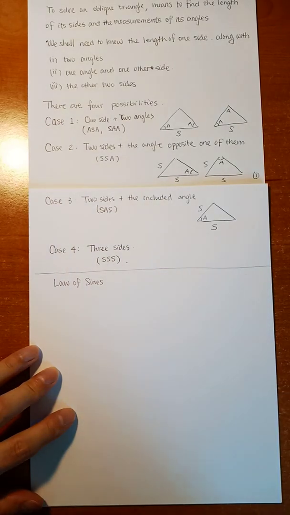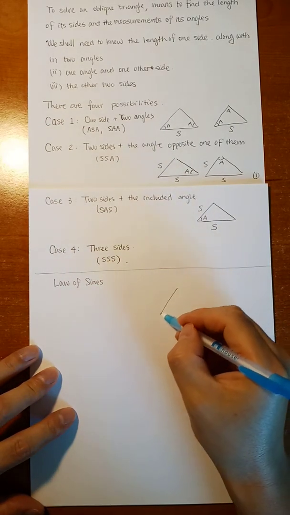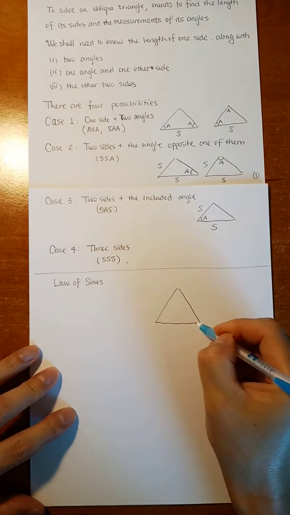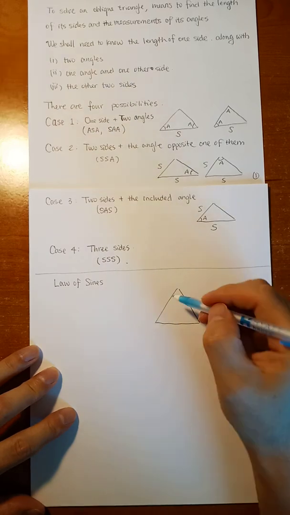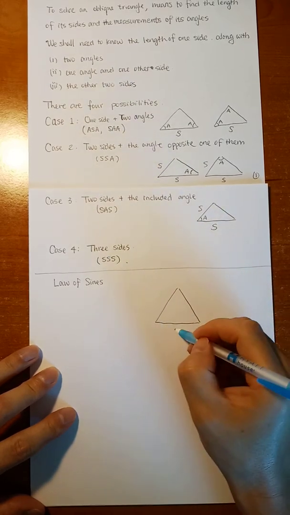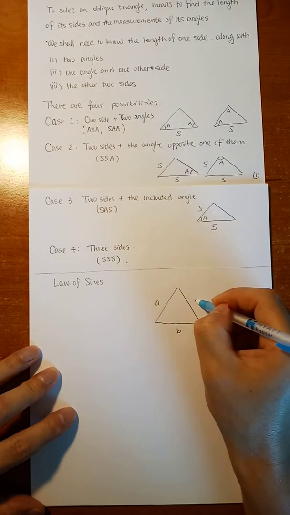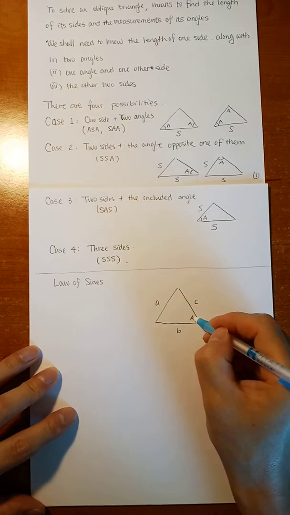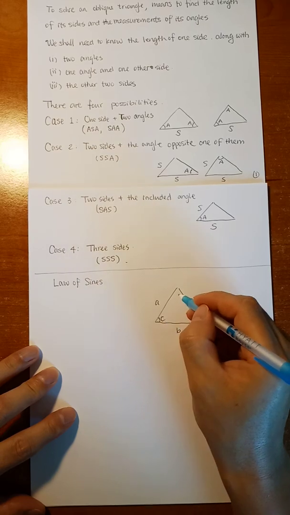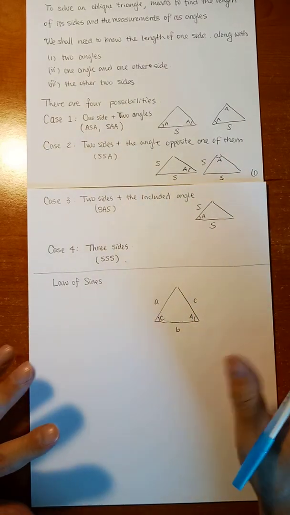What is the law of sines? Let's check it. Assume we have this triangle with all acute angles. Let's choose a base B. And this side is A, this side is C, and this is opposite A, angle A, this angle C, and top is angle B, of course.